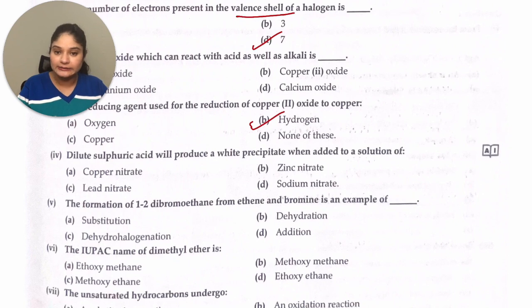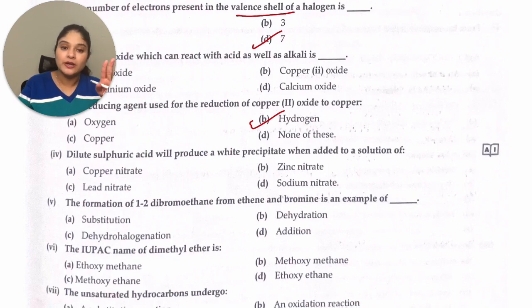Dilute sulfuric acid will produce a white PPT when added to a solution of what? So generally, if you think about the test for dilute sulfuric acid, it is barium chloride. That if you react it with barium chloride, you end up getting a white PPT, which is insoluble in all mineral acids. So that's a test for sulfuric acid. But along with that, it is also lead nitrate, with which you can get a white PPT. So the answer will be lead nitrate.